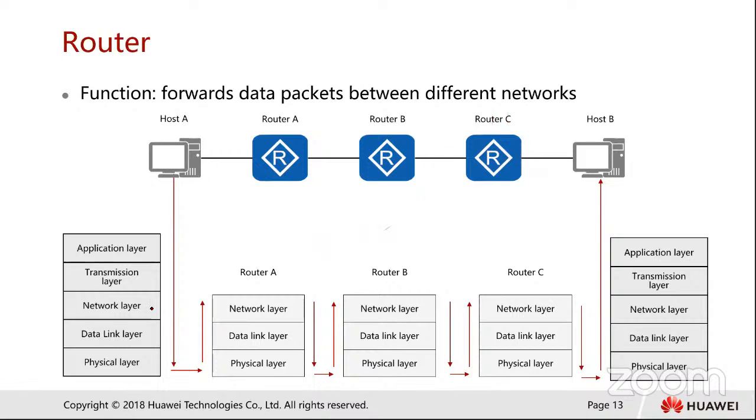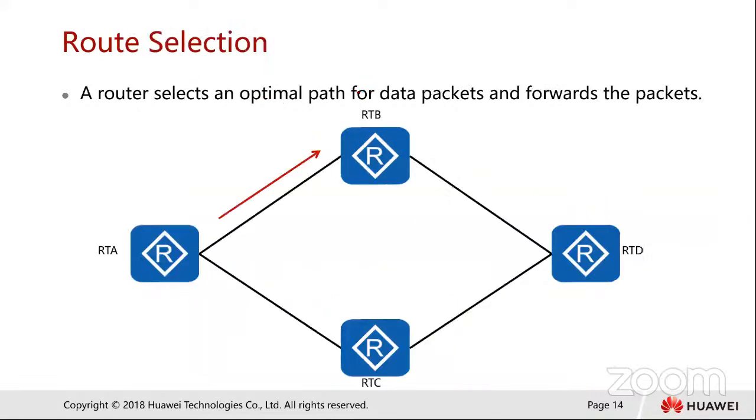So it will look through all these layers, and it will process majorly based on the data link layer and also on the network layer. In the data link layer, we are looking at the MAC addresses, and here we are looking at the IP addresses. So the router selection: when it's selecting the optimal route, a router selects an optimal route for data packets and forwards the packets. It will look at the routes based on the link speed and the number of hops, and it will be able to select the best route for our packet.